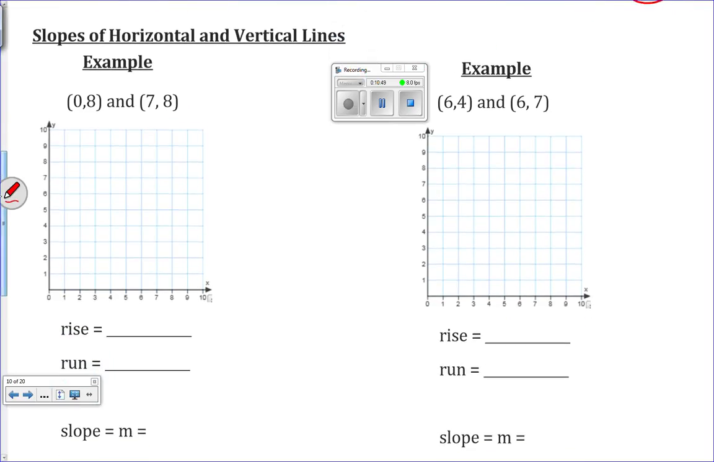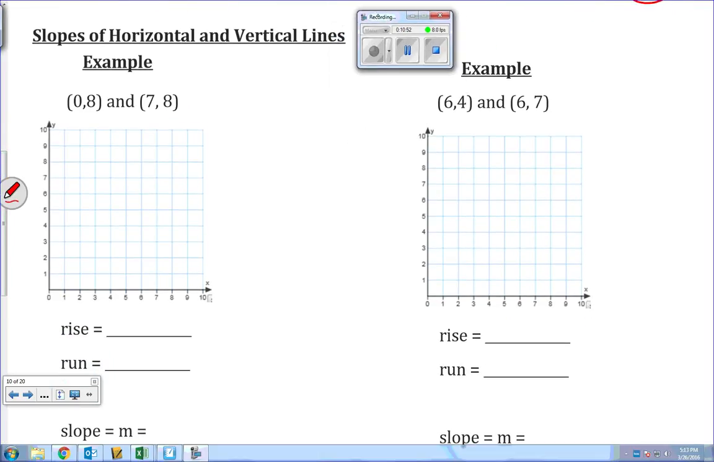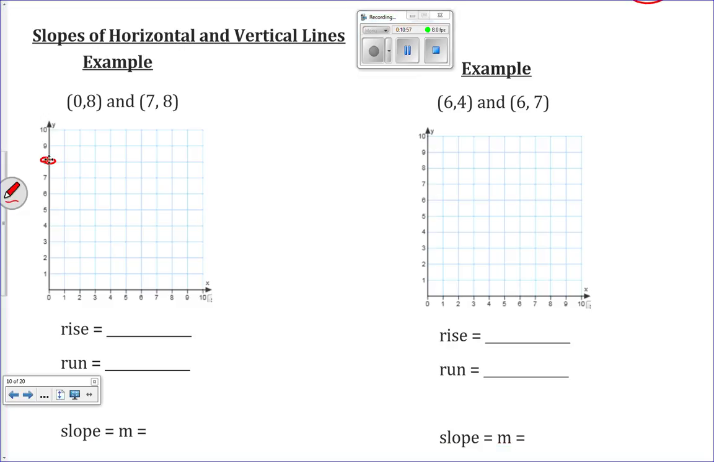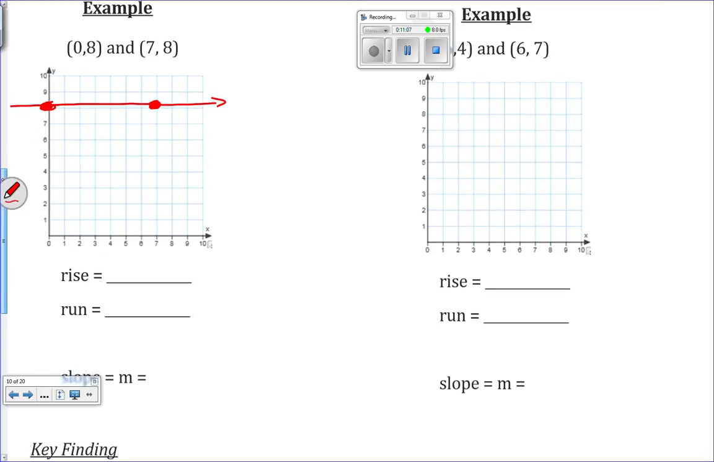All right. Horizontal and vertical lines are a little bit weird. Let me show you. 0, 8 is right here, and 7, 8 is right here. So this line is horizontal, right? It goes straight across. I'll make my points bigger so we can see them. How far did I rise? How far up did I go?